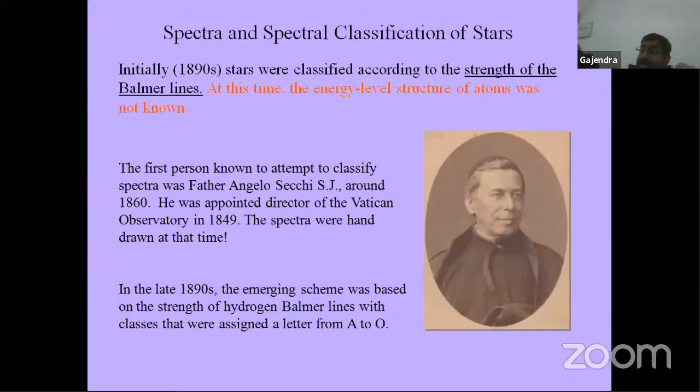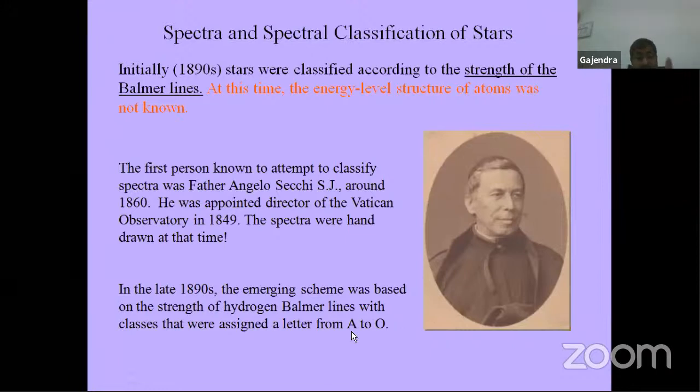So when they studied the spectra of these stars, they saw that some stars had strong colors, which you will see as bright bands. Some will have bright bands, some will not, and some will have dark bands. So they classified the spectra as A to O: A, B, C, D till O.